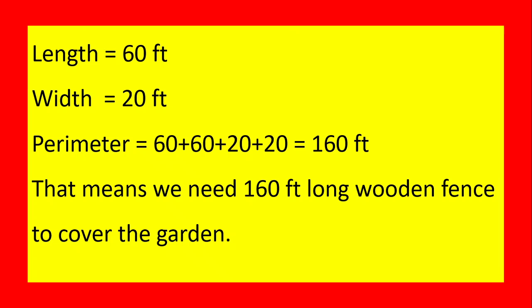So suppose the length is 60 feet and width is 20 feet, what you would do, you add all these lengths. 60 feet and 60 feet, two lengths, 20 feet and 20 feet, two widths. So altogether they are 160 feet. This is perimeter, and that means we need 160 feet long wooden fence to cover the garden.